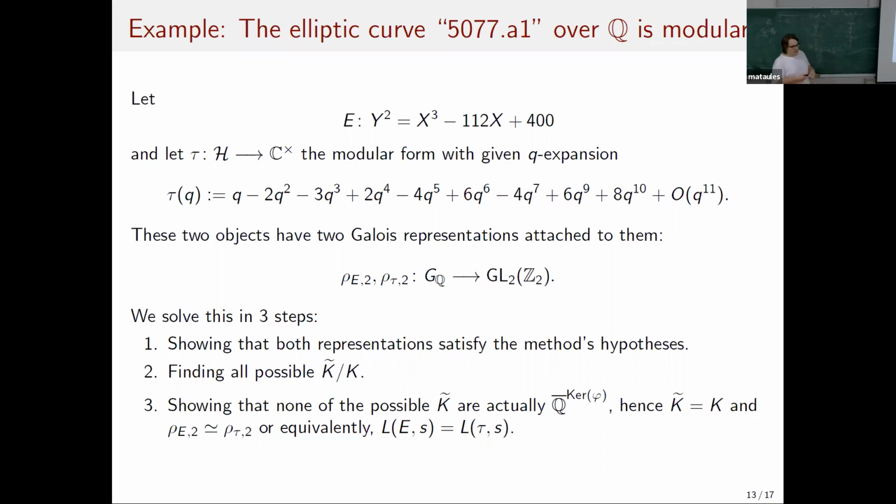As I said, the process is going to be broken down into 3 steps. The first one is that we check that the representations satisfy the hypothesis. The second one is to find all of the possible K tilde over K. And the third one is to actually prove that these K tilde extensions do not exist. Okay? And then we will prove that the two representations are equivalent, or that the L-functions are the same, or that the counts are actually the same.